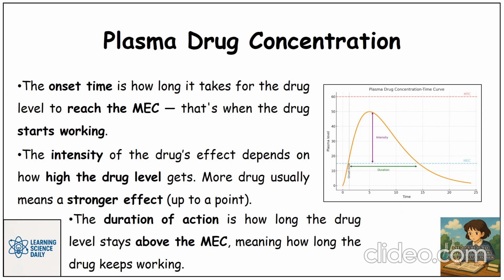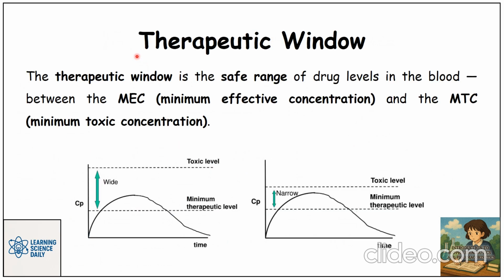The therapeutic window is the safe range of drug levels in the blood, between the MEC and the MTC. If the drug level is within this window, it works well without causing harm. If it goes below MEC, the drug won't work. If it goes above MTC, it may become toxic. Key points are: wider therapeutic window equals safer drug. Narrow therapeutic window equals riskier drug because it's easier to overdose or underdose.